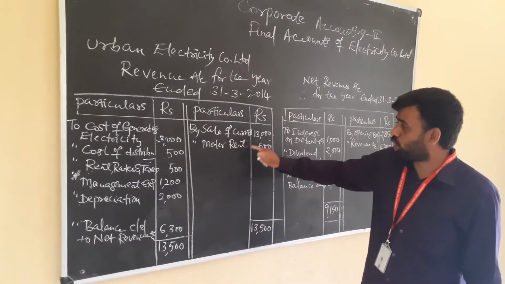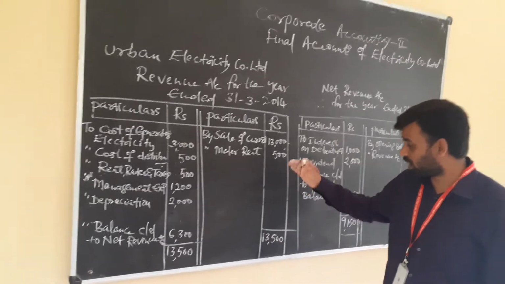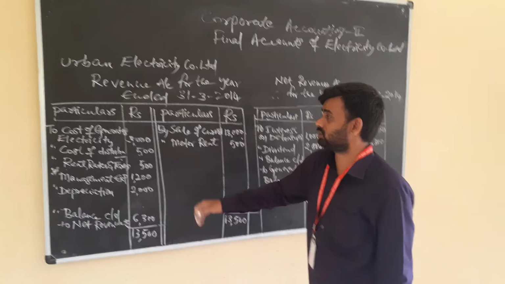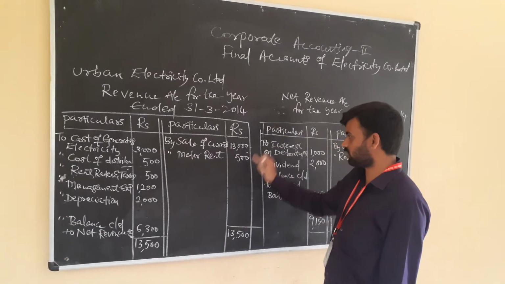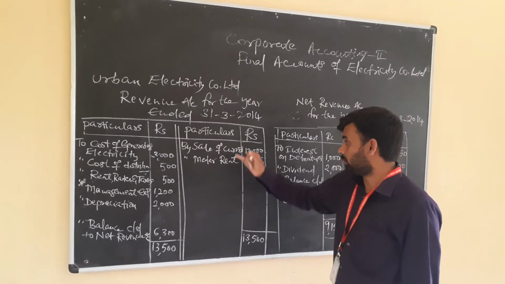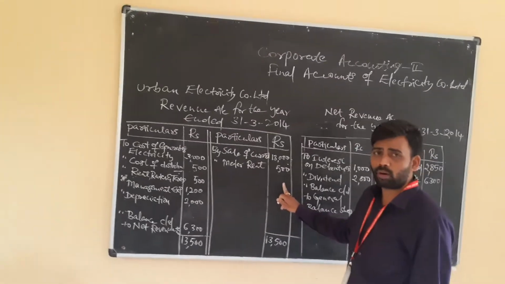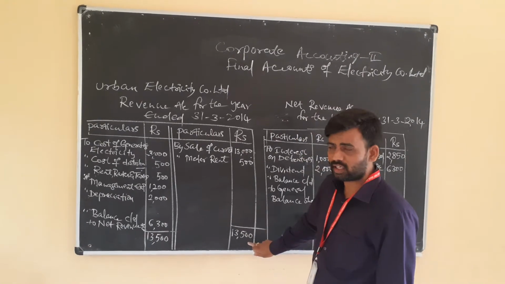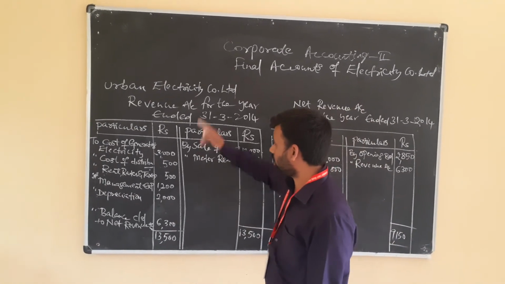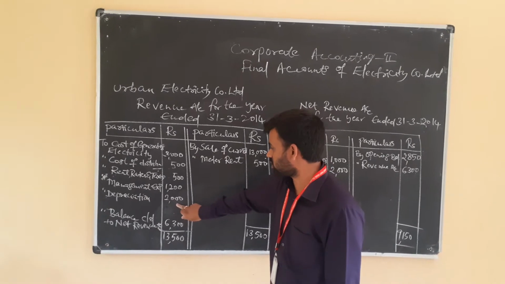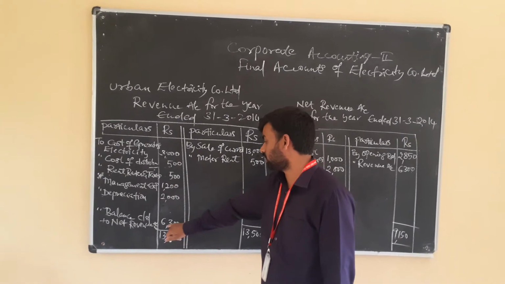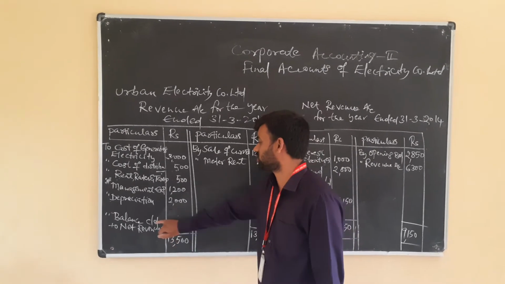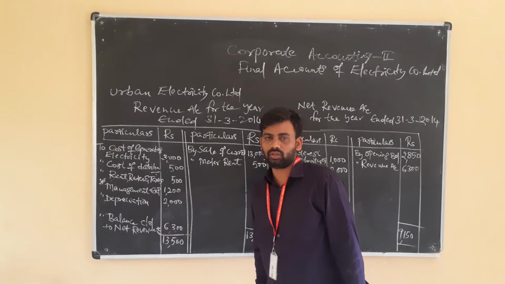After taking all these items, make a total. When you are making a total, make sure which side is highest, whether debit side is highest or credit side is highest. By looking at this problem, credit side shows highest. From this amount, subtract all these expenses. When you subtract all these expenses, you are going to get 6,300 rupees. This 6,300 rupees is transferred to the net revenue account.